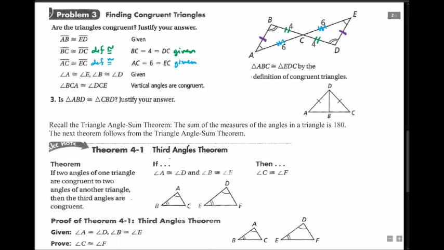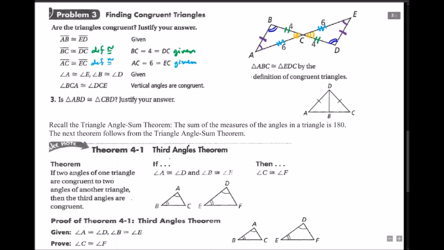Okay, and what else are we given? We have angle A and angle E are congruent, and angle B and angle D are congruent. That is given to us. And if you look right here in the middle, it should have been one of the first things that jumped out at you. We have vertical angles. Vertical angle theorem. Those two angles are congruent.